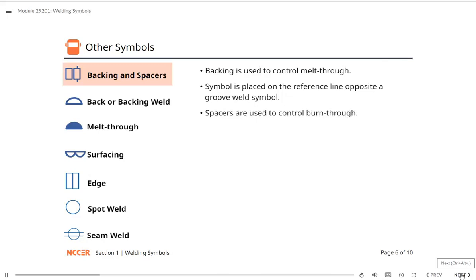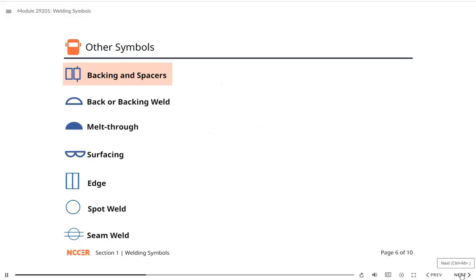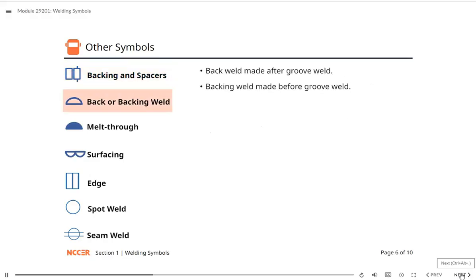Spacers are used to control burn-through at the root of the joint, and are most often used with double groove joints. The spacer symbol will be centered on the reference line, with additional notes about the spacer found in the tail of the welding symbol. A back weld is made after the groove weld, while a backing weld is made before it. A note telling which weld to make will be in the tail of the welding symbol.